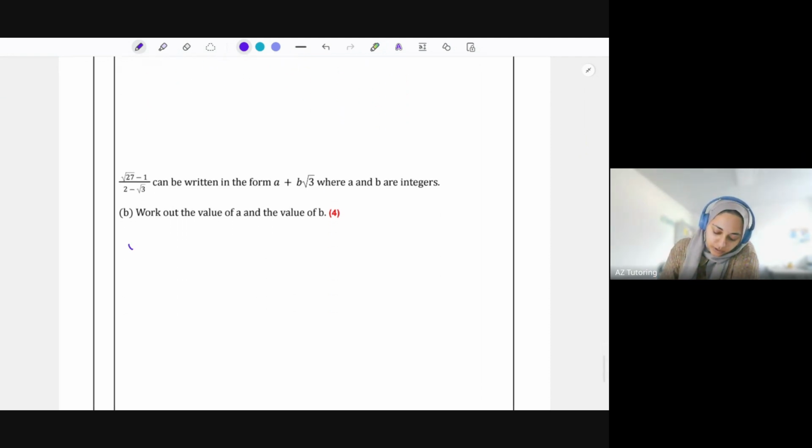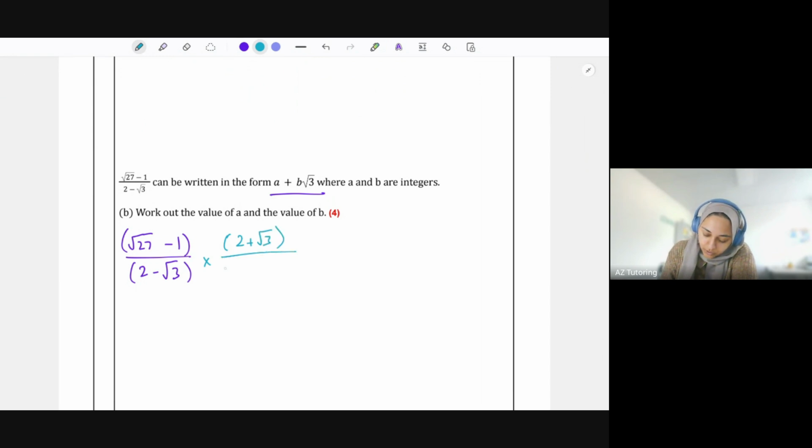Now here we've got root 27 minus 1 over 2 minus root 3 can be written in this form. Work out the value of a and b. So I need to rationalize the denominator again. So I'm going to put brackets here. To rationalize the denominator here, I'm going to times by what's on the bottom, but change the sign. So 2 plus root 3 over 2 plus root 3. Yep, and let's times it out.